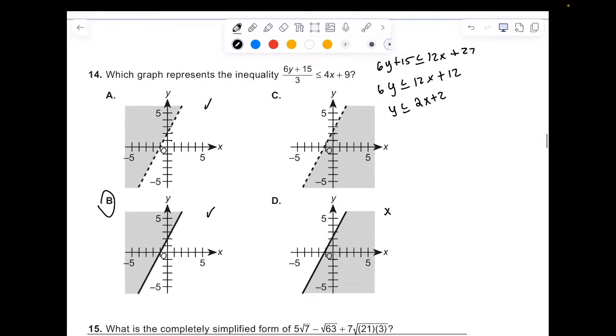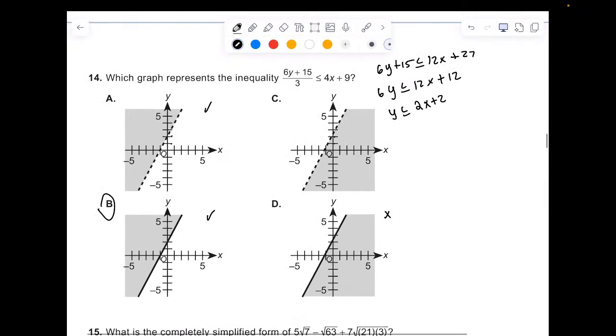Let me just double check. I'm going to plug in some value that I know, or I can come up with, and just see what I get. So let's just plug in 0, 0. Right? So 0 is less than or equal to 0 plus 2. 0 is less than 2. That is not true, which means that 0, 0 is not included. So yeah, it is not D.